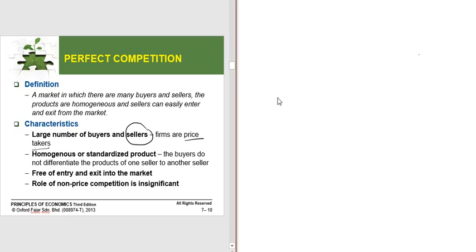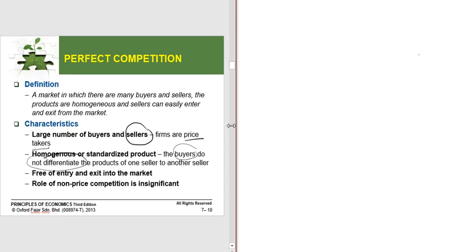They are selling a homogeneous or standardized product, and buyers cannot differentiate the products because they are basically selling the same product. Seller A, seller B, and seller C, and the other sellers in the market are selling the same type of product. So consumers can choose to buy from seller A or seller B or seller C and they will get basically the same product. Free entry and exit: it is easy for other firms or sellers to enter the market to sell the same products.